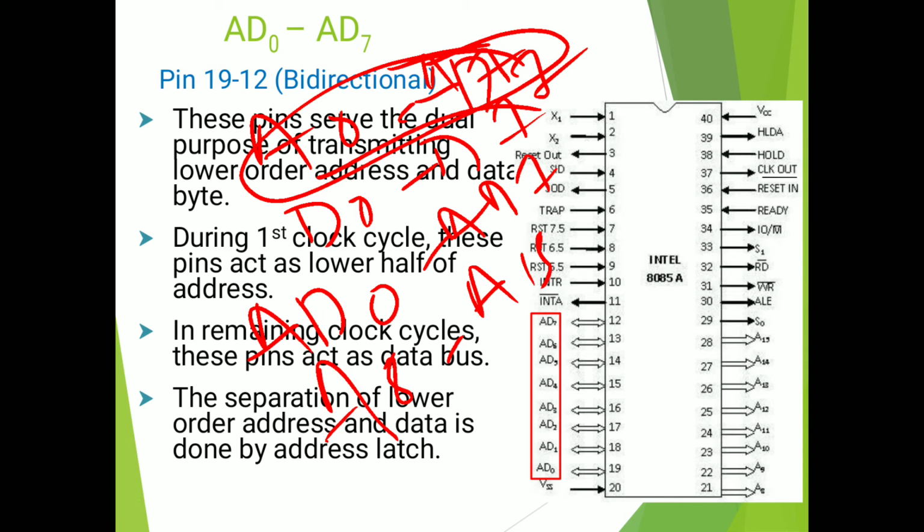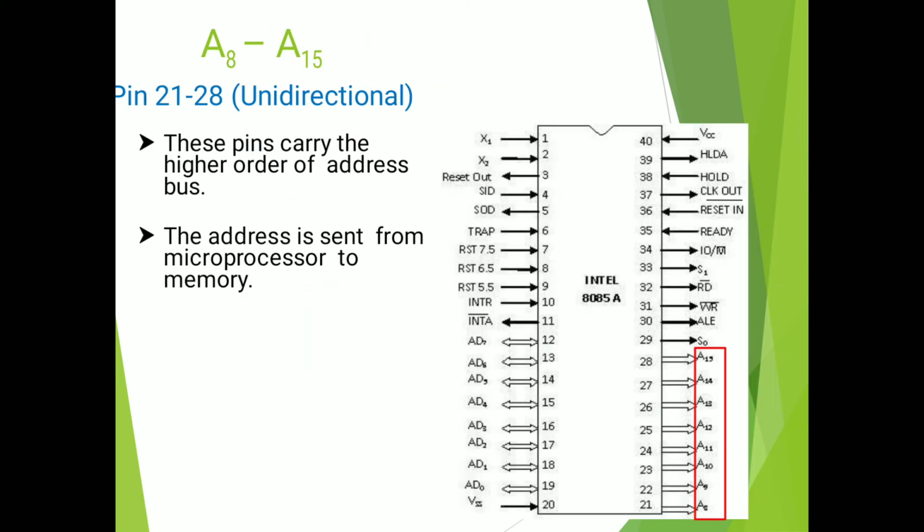The address and data bus transmit data and address at different times. That means at a particular moment it transfers either the data or the address. Thus the address and data bus operate in time sharing mode. This technique is known as multiplexing.